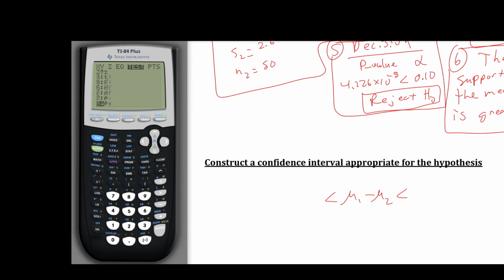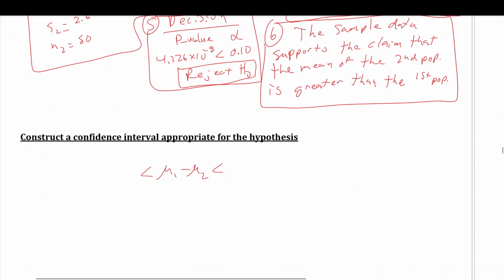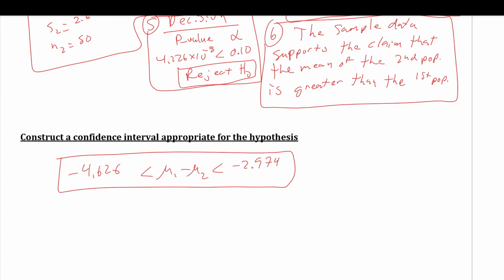If you go all the way down, you will get to where it says lower. That's your lower bound, and you also have one that says upper. If you just press enter on that, it'll bring you back to the home screen. And if you press enter again, you see how it gives you a lot more decimal places that you weren't given in the output in the previous menu. So this is how you get more decimal values if you need them. All right, so we have lower negative 4.626, upper negative 2.974. Now that's our confidence interval.